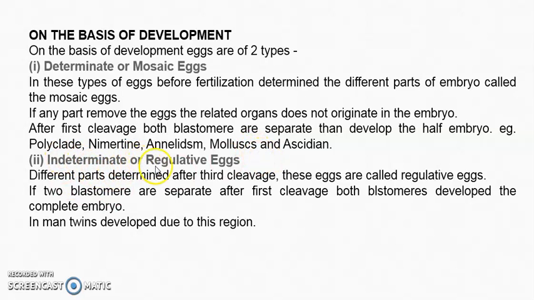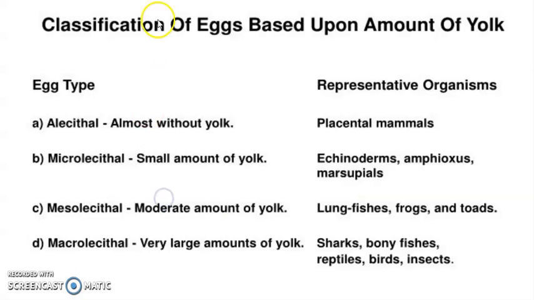And indeterminate or regulative eggs are the eggs that do not know the fate of the different parts of the egg before fertilization, before the cleavage. In such eggs, if we divide them at the two-cell stage, then each blastomere will develop into a complete embryo. So this happens in the formation of identical twins.